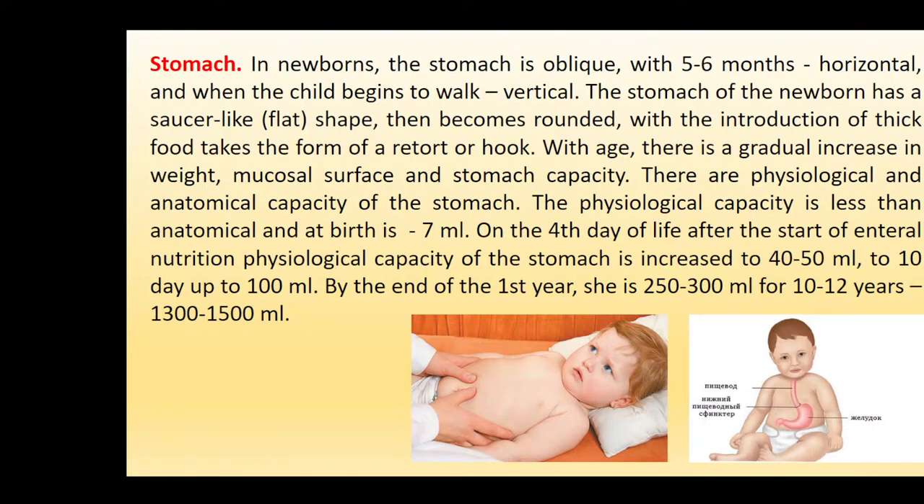On the first day of life after the start of enteral nutrition, physiological capacity of stomach increases to 40-50 milliliters, to 10 days up to 100 milliliters. By the end of the first year, it's 250-300 milliliters. For 10-12 years old, 1,300-1,500 milliliters.